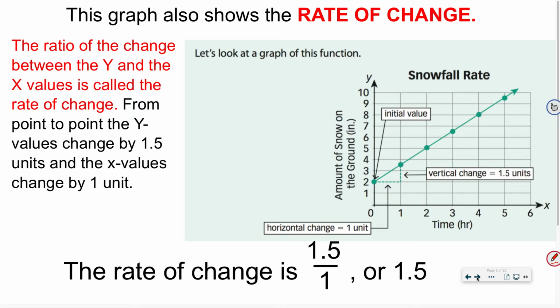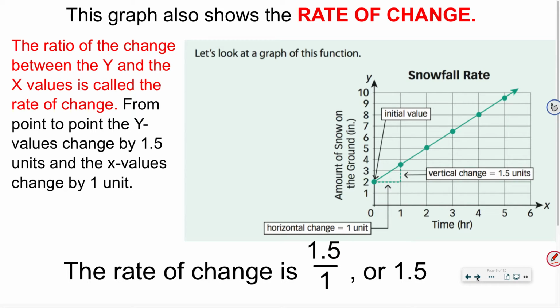So this graph also shows our rate of change. That's the ratio of the change between y and x. The rate of change in this example is 1.5 because every 1 hour that passes, what's happening with our snowfall? Our total snowfall is increasing by 1.5.